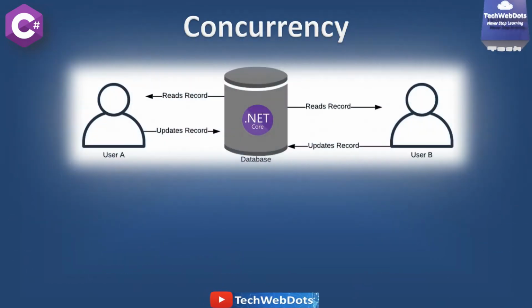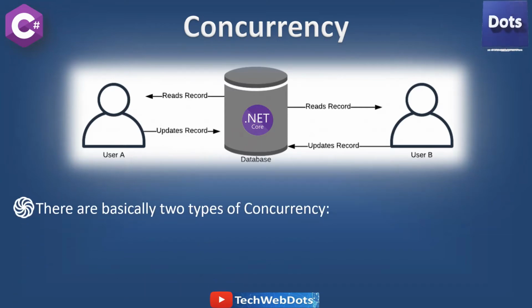So concurrency: as you can see, two users want to update the same record. They read the record at the same time, and they also want to update the record at the same time. In real world programming, when two users want to update different records, there is no problem. But if two users want to update the same record at the same time, then there is a problem. And that's the point where we should learn what concurrency actually is.